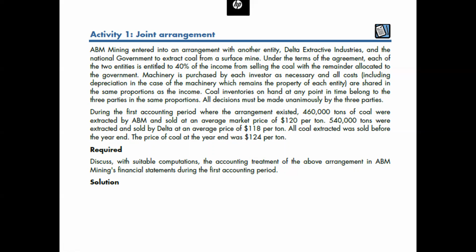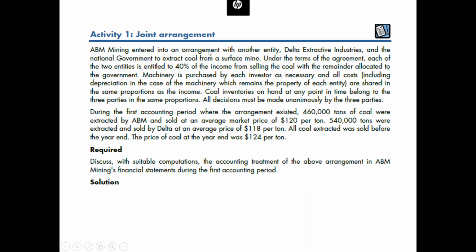So the moment this happens, it is now at the end of the day a joint operation. It cannot be a joint venture because there's no equity share here. So now at the end of the day, I need to account for all the assets and liabilities in my books, all the income, all the expenditure.